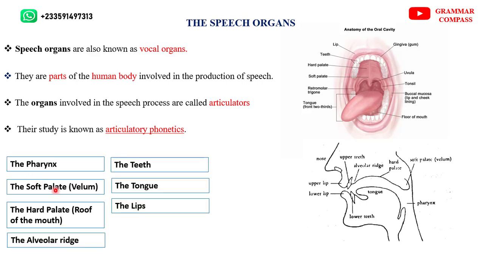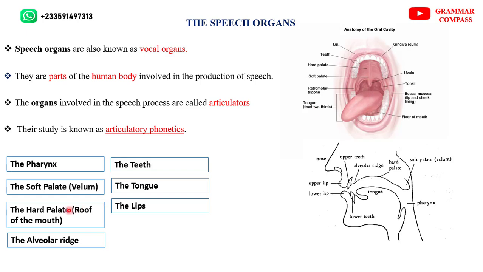These are the 7. We have the pharynx. Where can we find the pharynx? Here is the pharynx. So this part of the vocal tract is what we call the pharynx. We shall look at their functions in this lesson. Another part of the articulators is the soft palate, that is the velum. Where do you see the velum? This part, that is the soft palate. So if we look here, the soft palate is located in this portion of your mouth.